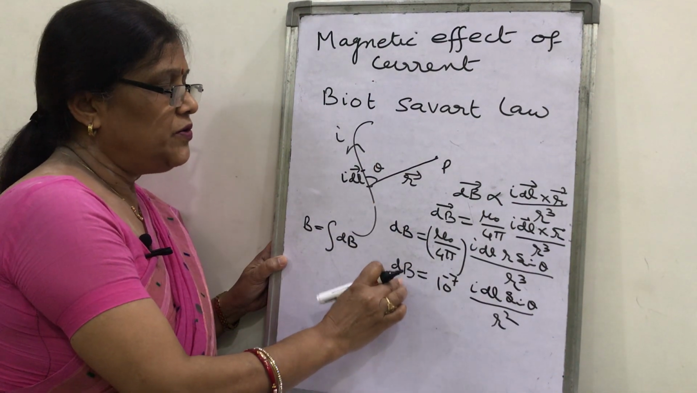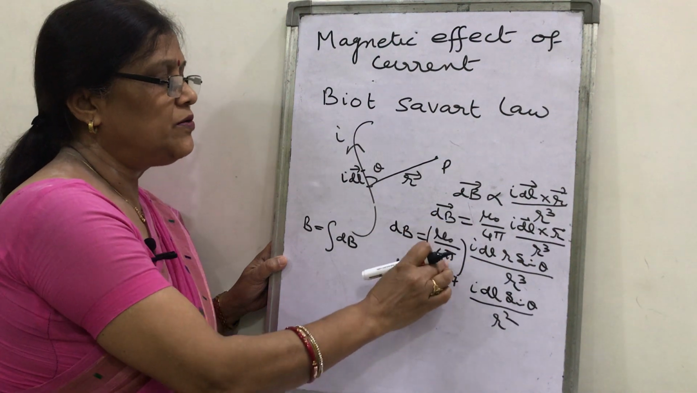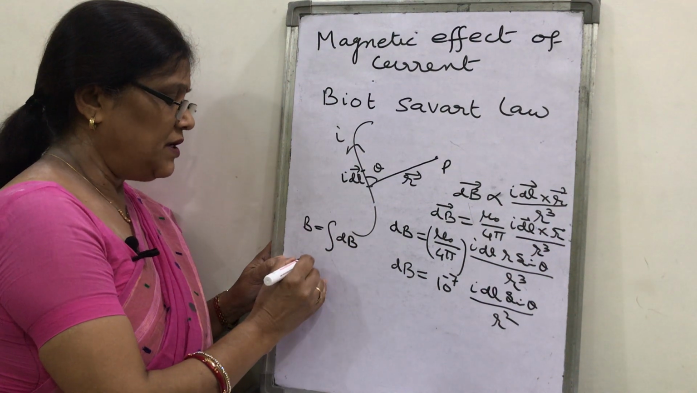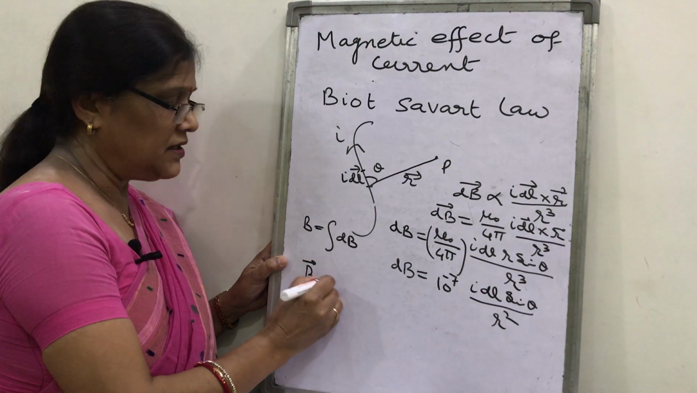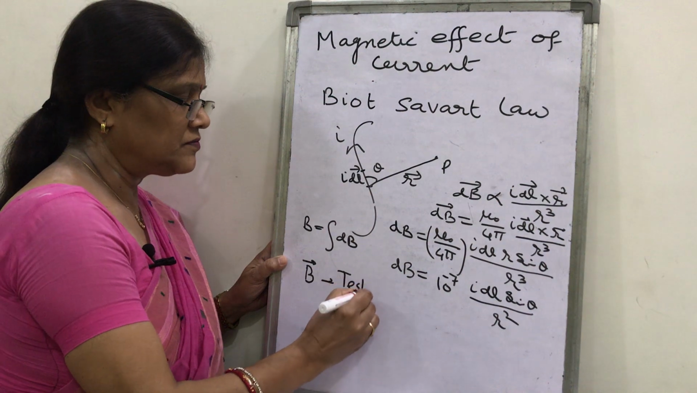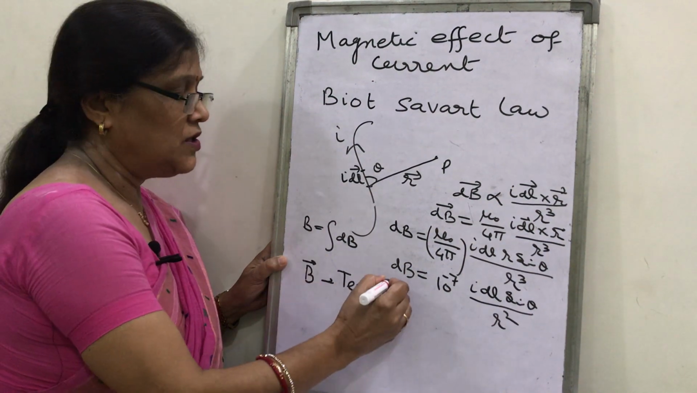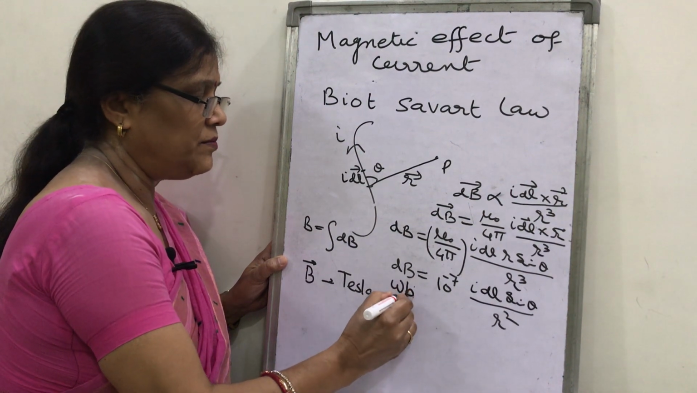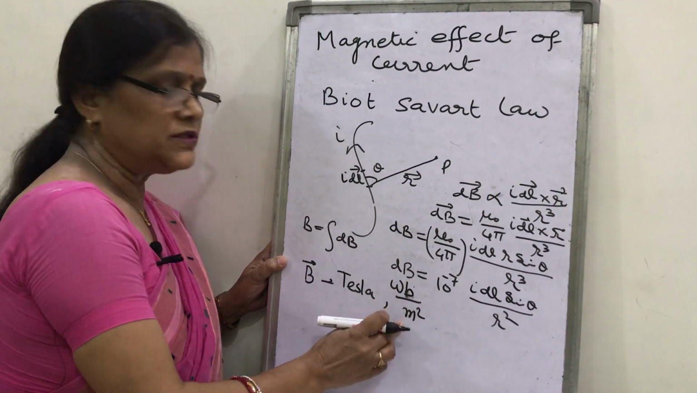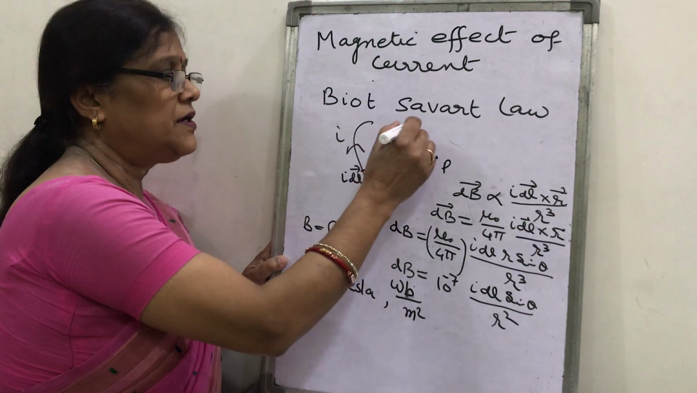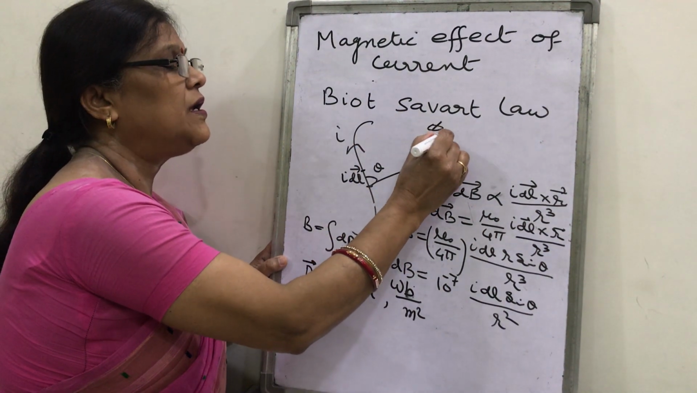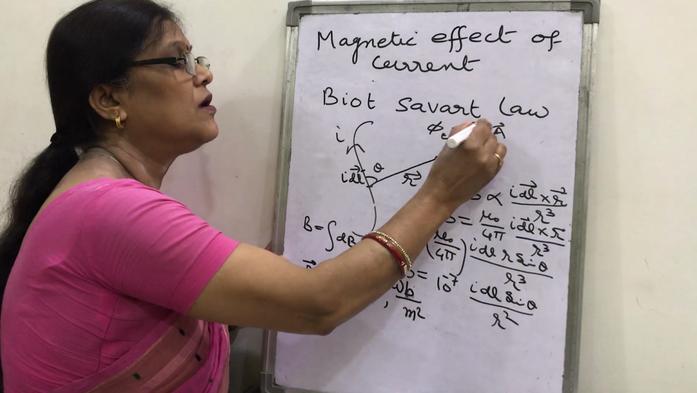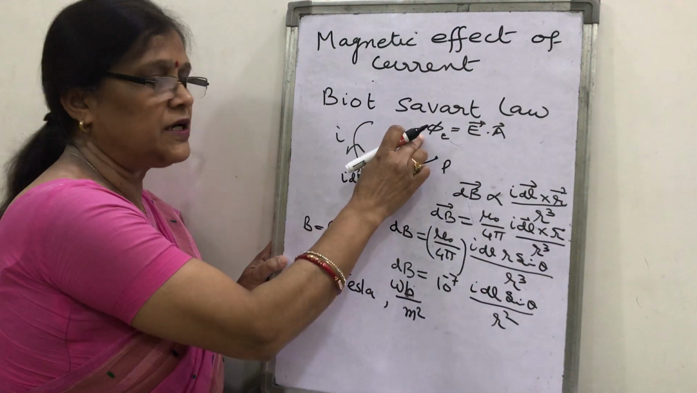Now, how will you find the unit of B and the unit of mu naught upon 4 pi? First, the unit of magnetic field B is Tesla. One more unit is Weber per meter squared. Weber is denoted by Wb upon meter squared. How has this unit been written? In the electrical case, you know the electric flux phi you have read is E dot A, the dot product of two vectors. This is electric flux.